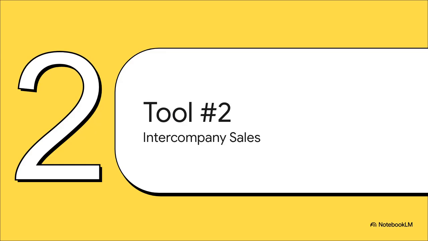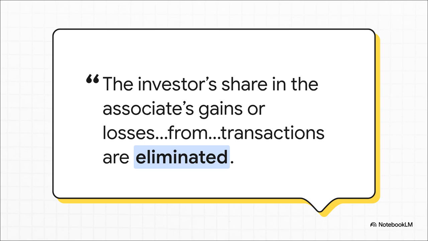Awesome. Now let's grab our second tool. This one is for another classic exam trap. Those tricky sales that happen between you, the investor, and your associate. The rule here is all about one simple idea: avoiding fake profits. So the core principle is really simple. You can't actually book a profit until the product is sold to a real outside customer.